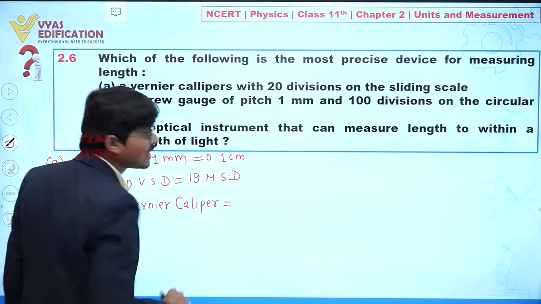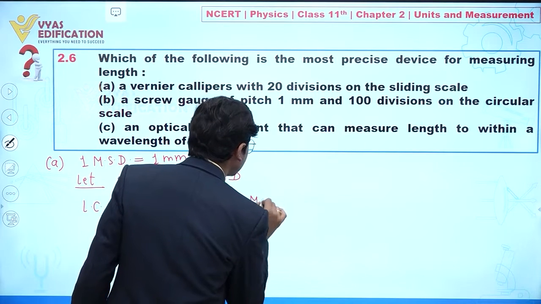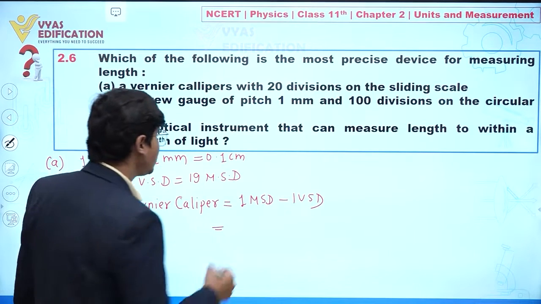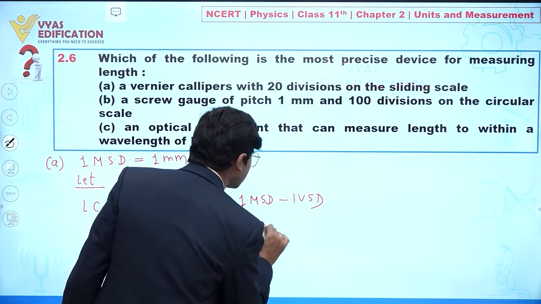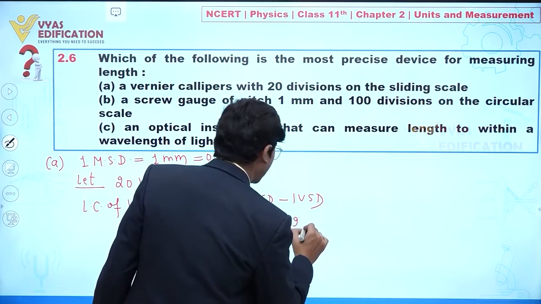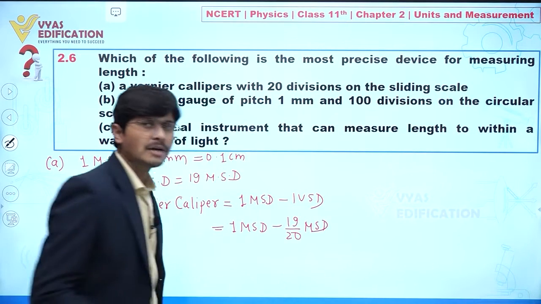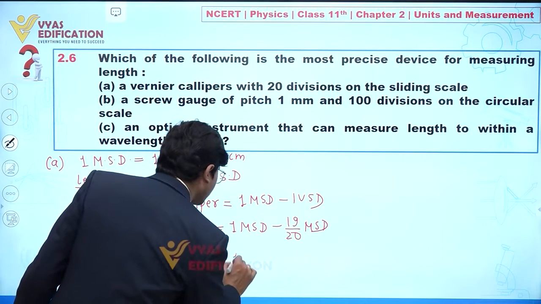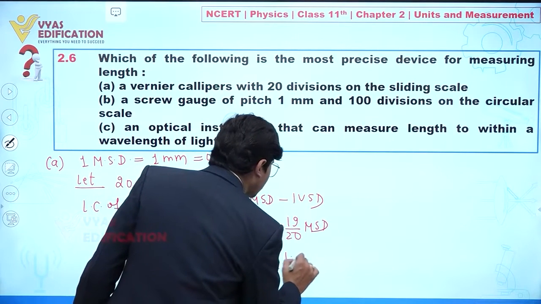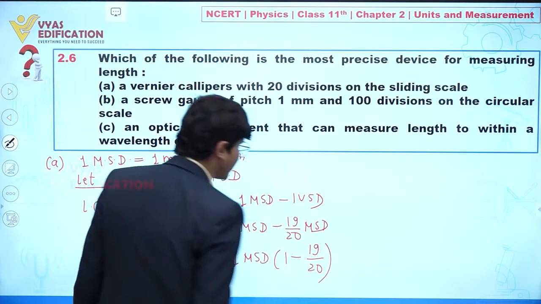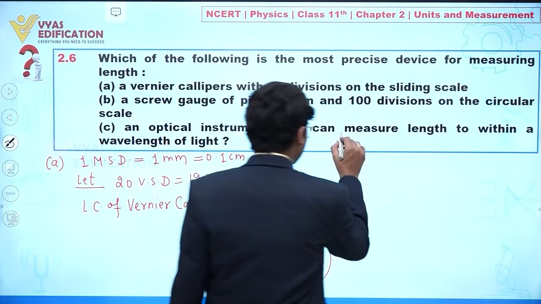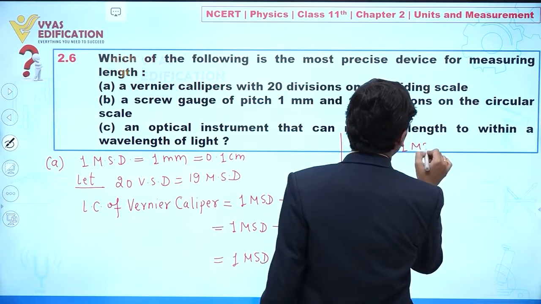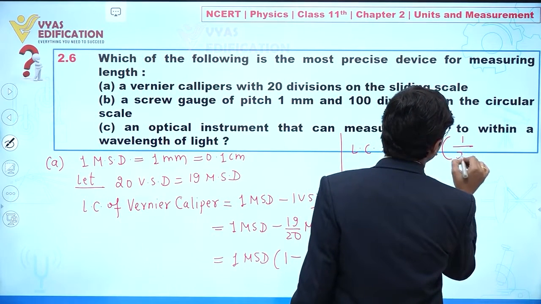So the least count of a vernier caliper is given by 1 MSD minus 1 VSD. Here 1 VSD is 19 by 20 MSD. So we can write 1 MSD multiplied by 1 minus 19 by 20. So the least count is 1 MSD times 1 by 20.